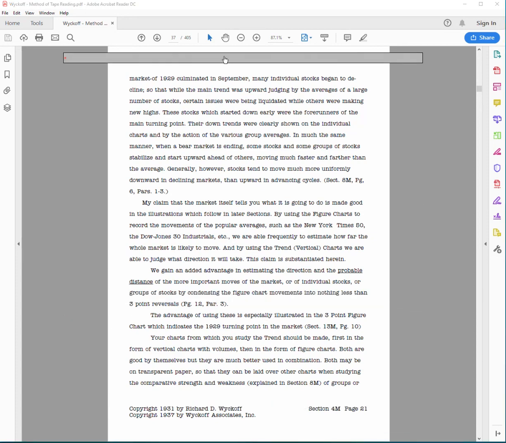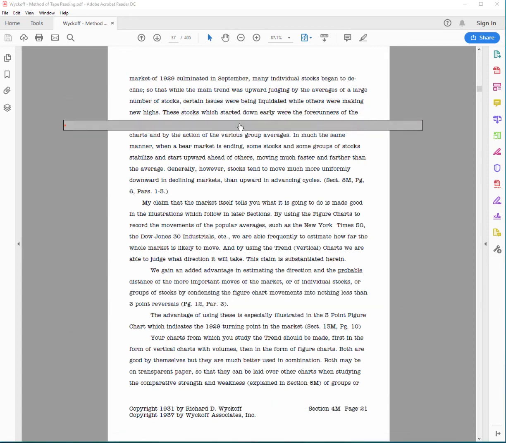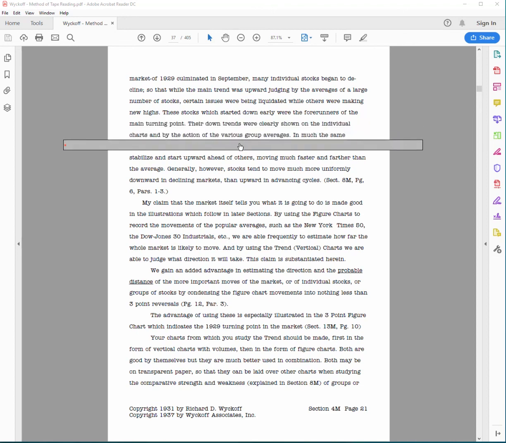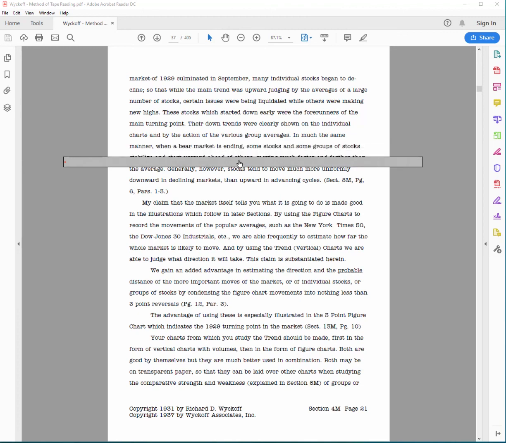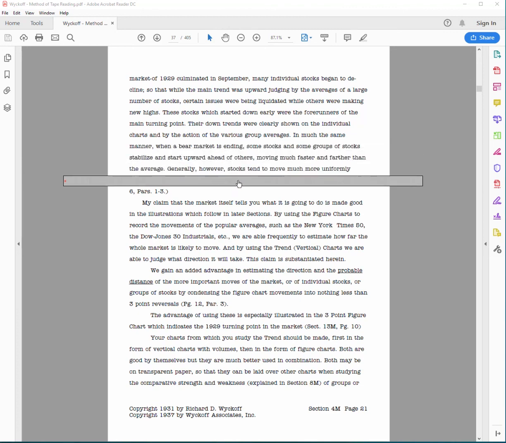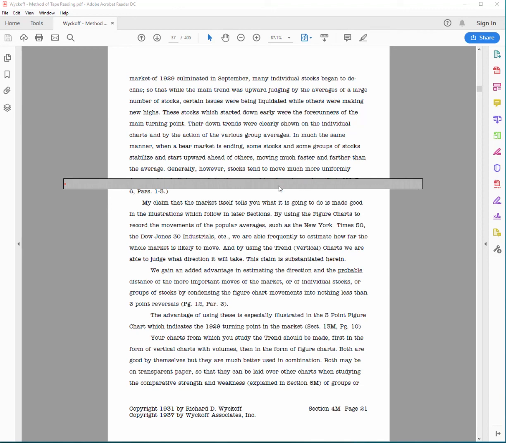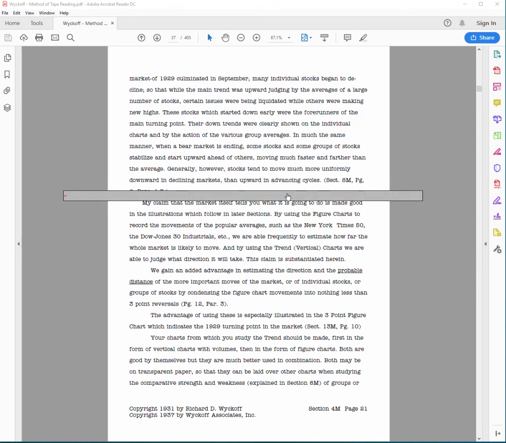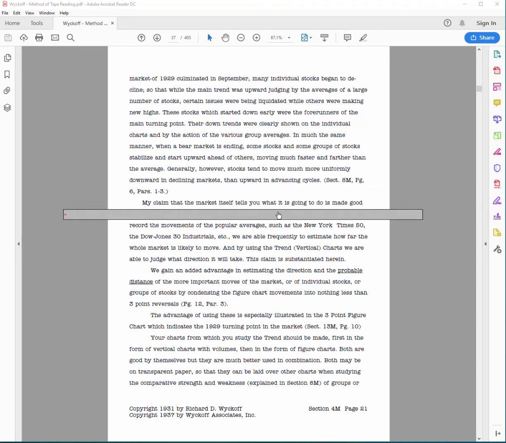What he's saying here is that some groups move before others, and same thing with stocks. Generally, however, stocks tend to move much more uniformly down in declining markets than upward in advancing cycles. So they all go down together, but they take turns when they go up and mark up. Generally.